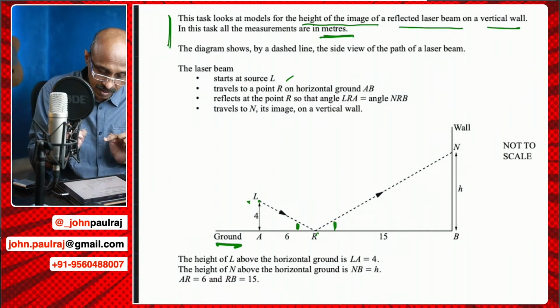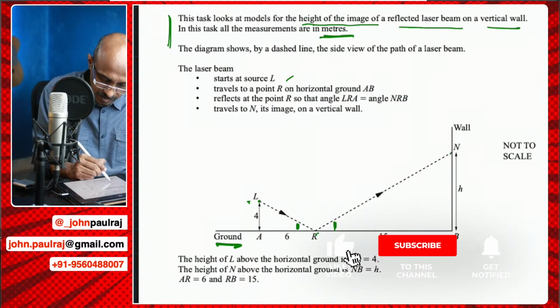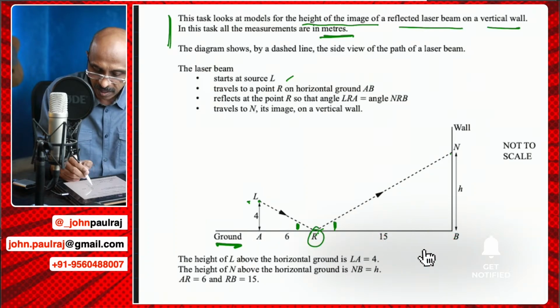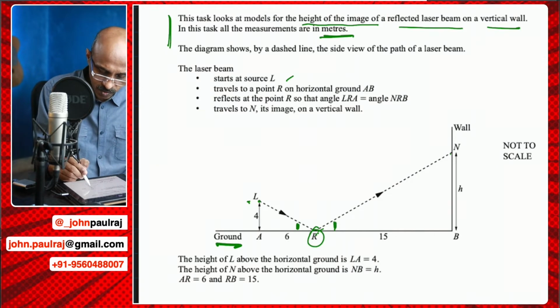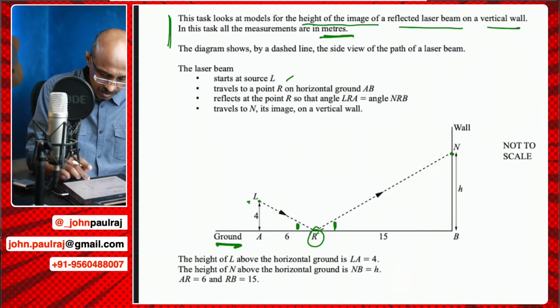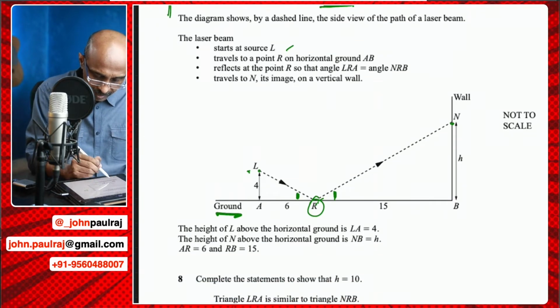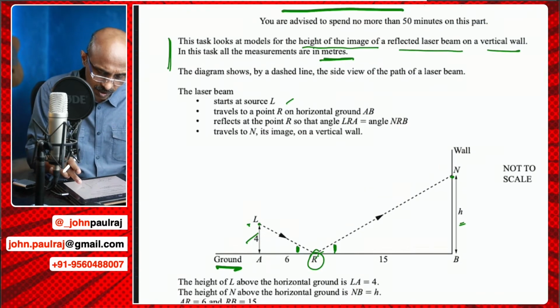It travels to N, its image on the vertical wall. The laser beam reflects off the point R and then lands on the wall. BN is a wall, and N is where the image of that beam is. The height of L above the horizontal ground, LA, is 4. The height of N above the horizontal ground, NB, is H. That's what we're trying to model in this question.